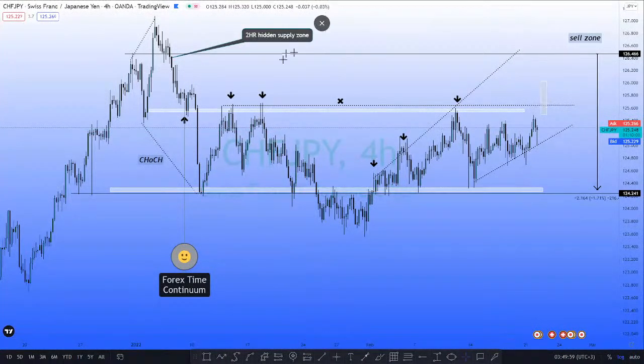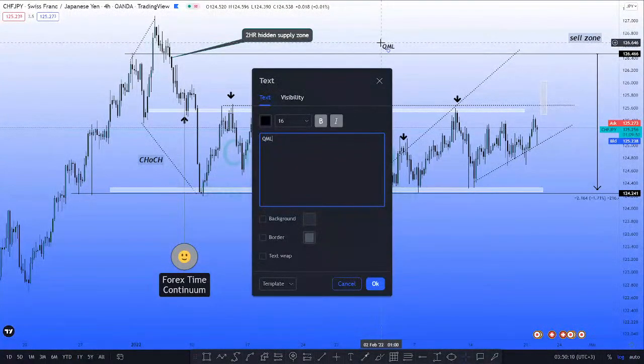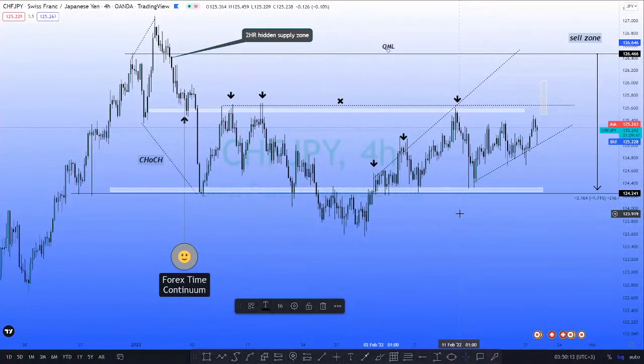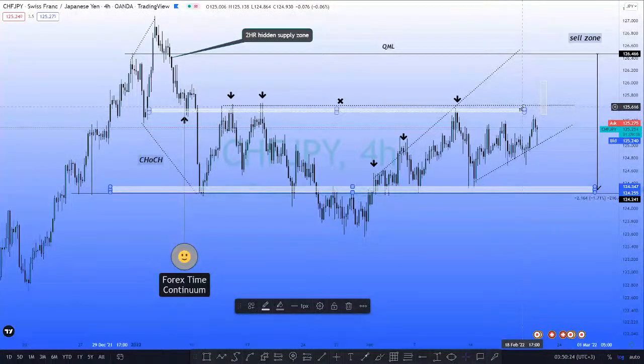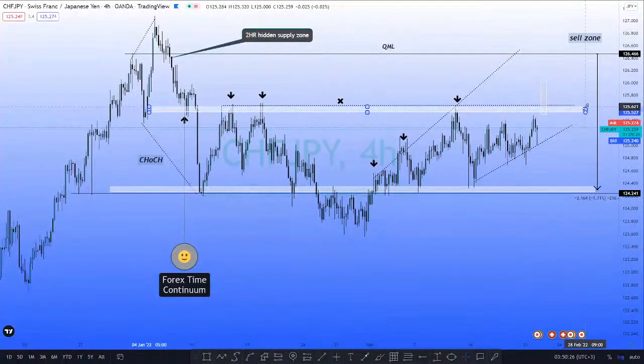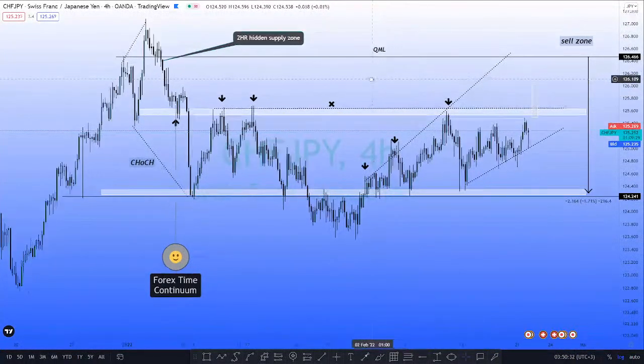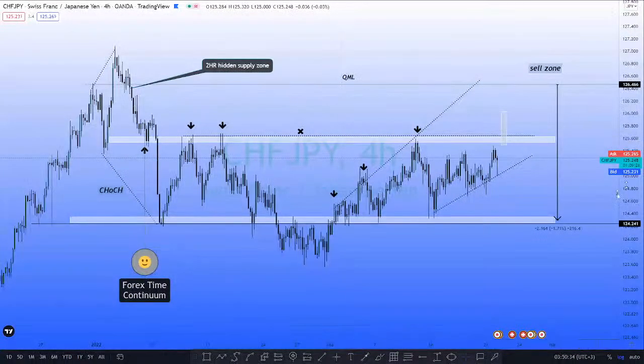Remember, our 2-hour hidden supply is in line with a QML level, so it has some confluence, it has some weight on it. That's what we want, our area to have some good weight. This will be our TP1, obviously, or we can just take TP1 here and our TP2 down there. So I think that's clear with everyone.